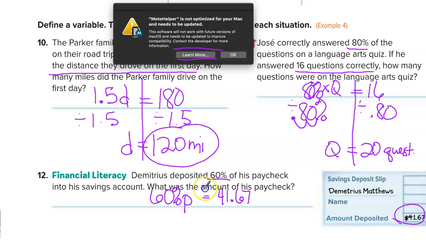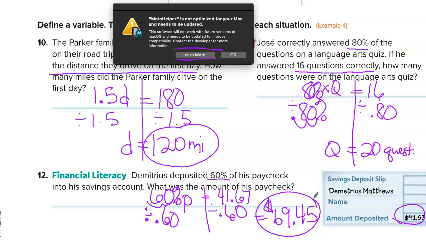Starting on the side with the letter and thinking about the percents, I'm changing it to a decimal because I moved it over twice. So I used my calculator, and I got that the paycheck should have been $69.45. Okay, questions?